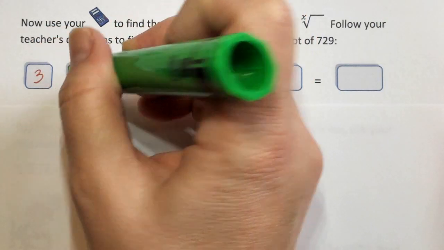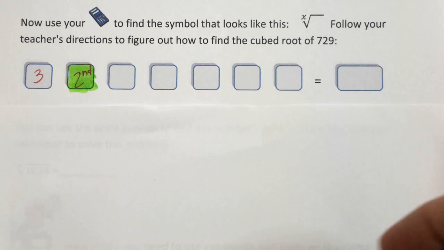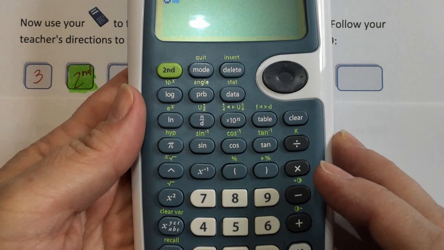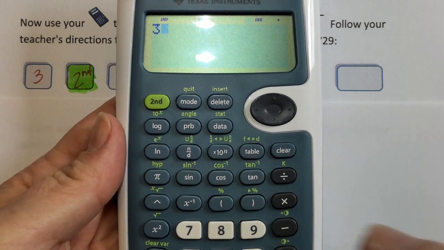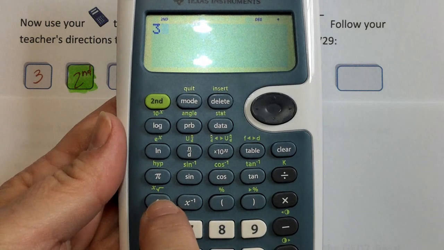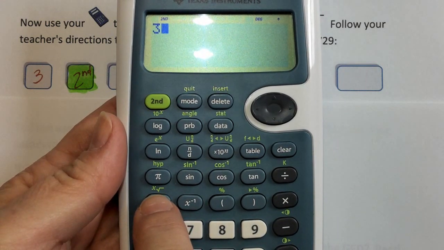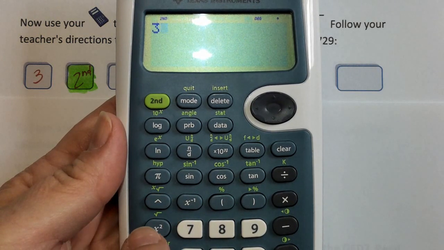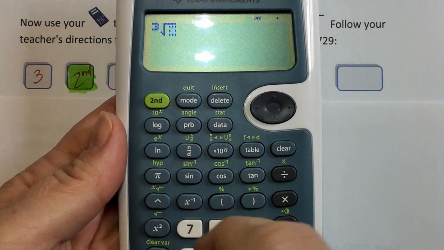Now I'm going to find the key that has the cubed root symbol, which is right here. Do you see it's right above the caret? The caret is the actual key, and if I shift, I'm going to get this one here. It has the x for the root, then it has the square root or the radical. So hit that one. There we go.